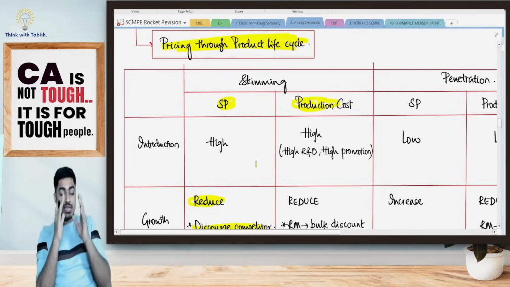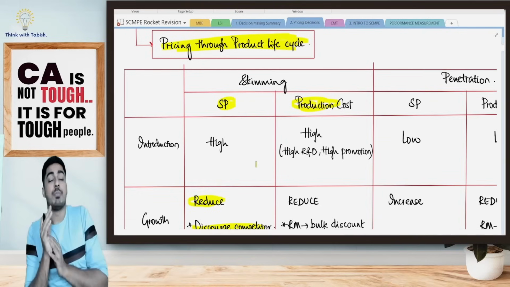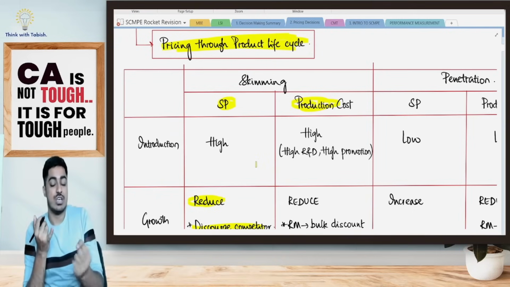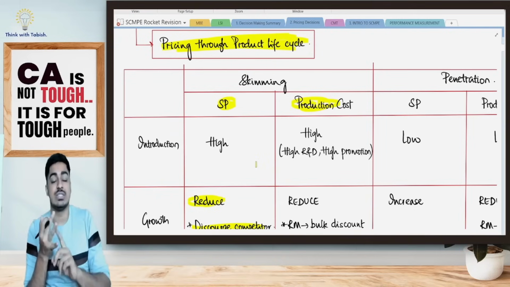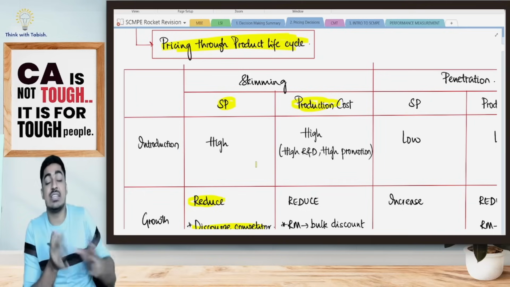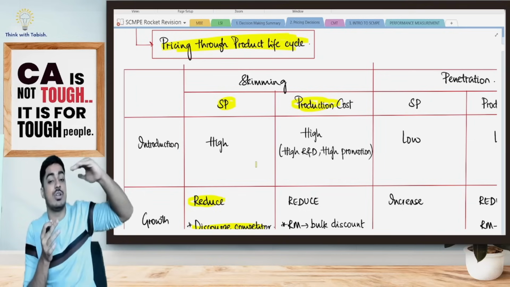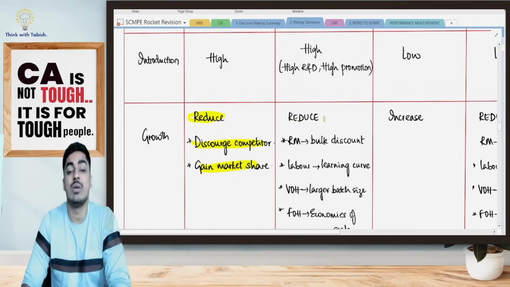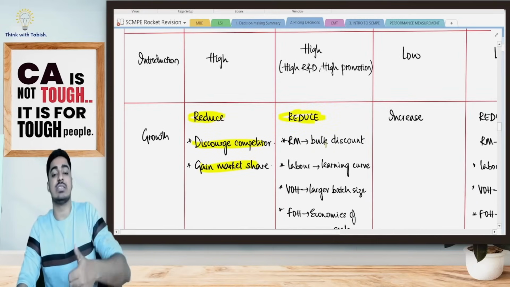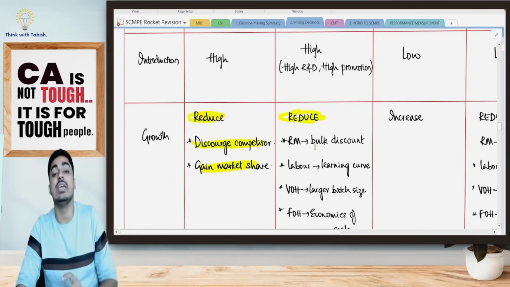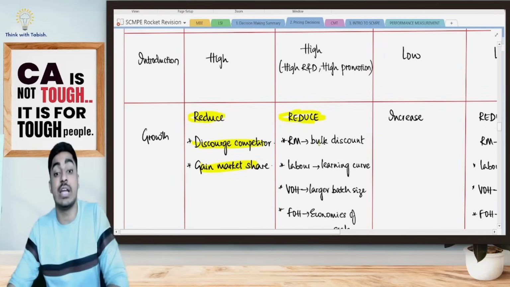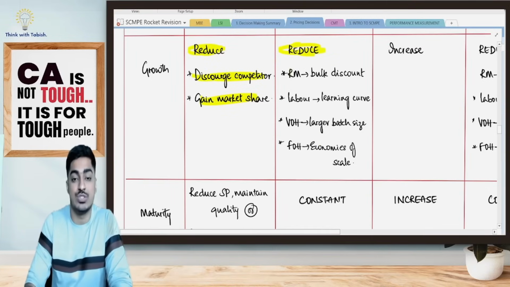Yes, during skimming, initially at my introduction phase, production cost is high. Why is it high? Firstly, I'm producing fewer units. So the fixed cost is distributed over fewer units. Secondly, I've incurred high research and development and promotion cost. So my per unit cost is high. During growth, what happens? My cost reduces. Why? Because for my raw material, I'm getting bulk discount. My labor, they're enjoying learning curve benefit. Variable overhead, I'm producing in a larger batch size. And fixed overhead, I'm enjoying economies of scale. Four points, students. Keep it in mind.